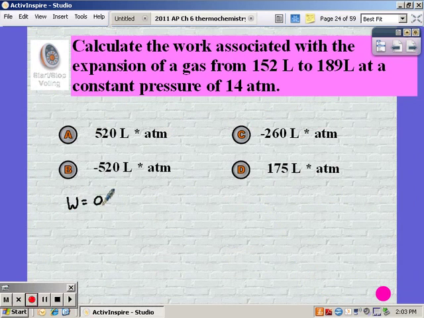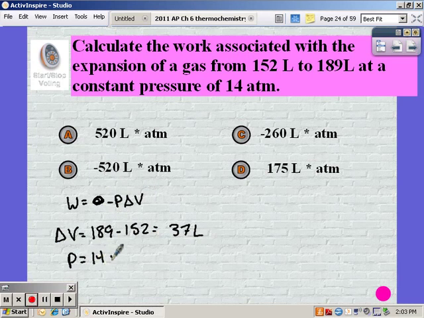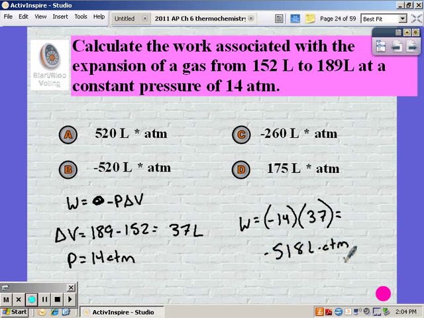We're looking for work, and so our work is equal to negative P delta V. We need to have our volume change, and that's 189 minus 152, which gives you 37 liters. Pressure is equal to 14 atm. So work is equal to negative 518 liters times atmospheres. We need to have our answer in 2 sig figs, and that's why the answer was B.